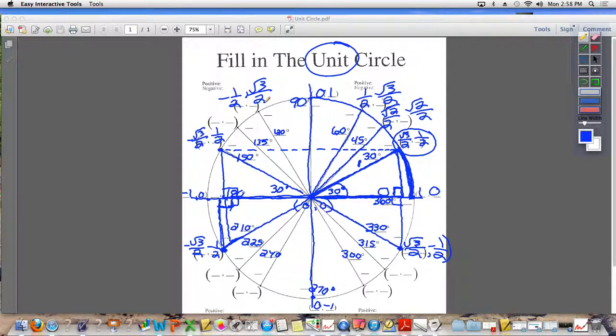Your job is to finish this circle. And all of you, if you walked away with nothing today, the one thing you should walk away with is how do you calculate the x and the y at an angle on the circle. So what is it? How do you find the x? Cosine.